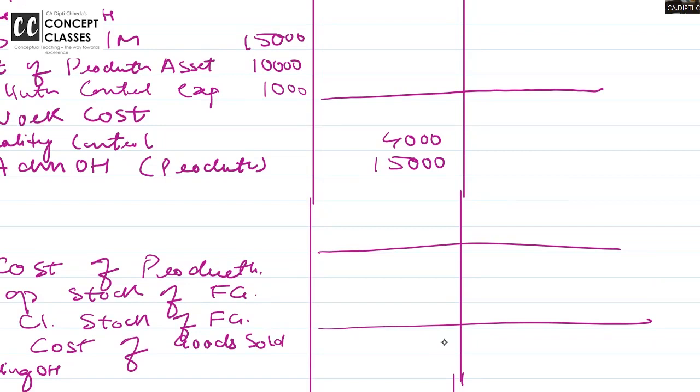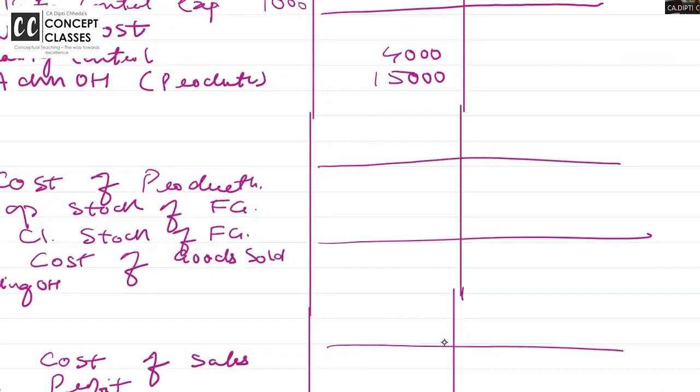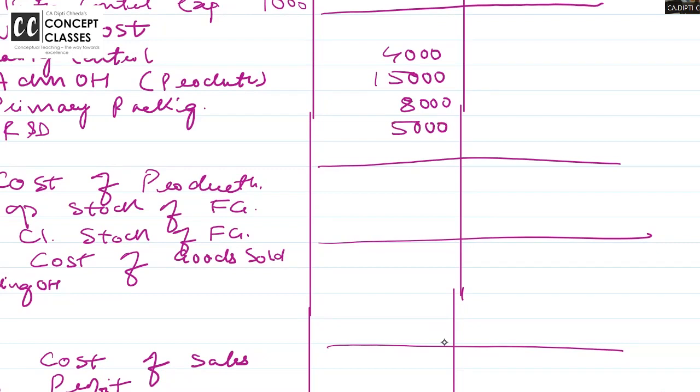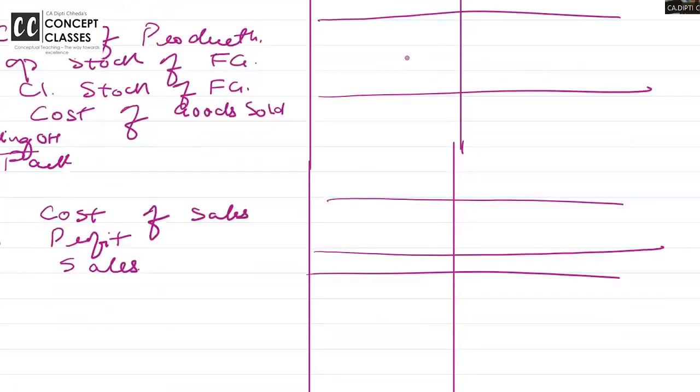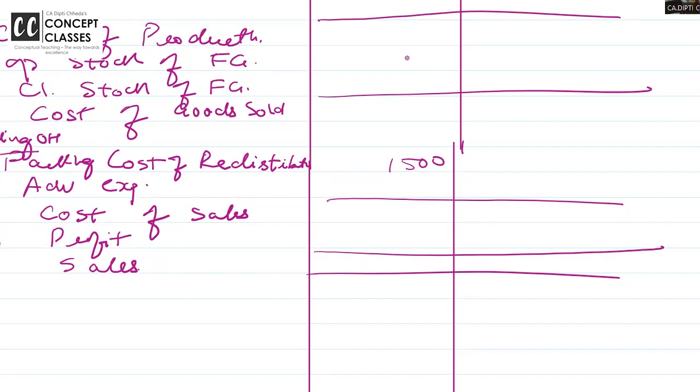Then I have primary packing. Primary packing will come again at the factory only. After works cost, add primary packing. Ma'am, where will secondary packing come? It will come in selling overhead. Primary packing, 8,000. R&D, process related, here only. R&D, research and development expense, 5,000. Packing cost for redistribution, secondary, in selling overhead. Packing cost of redistribution. Is my speed fine? Packing cost of redistribution. How much? 1500. Advertisement is always a selling expense here.